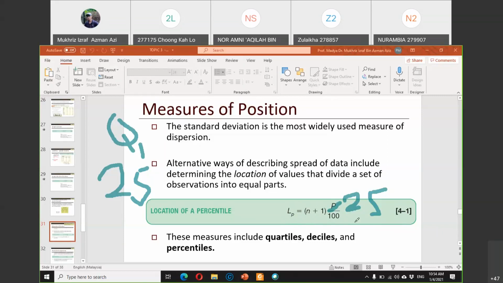So basically what this formula does, it does not give you the answer straight away. It only gives you the location of the data. So you need to arrange your data again from smallest to largest, and referring to the number that you obtain here, you then need to determine what is the value that is being referred to in the formula.